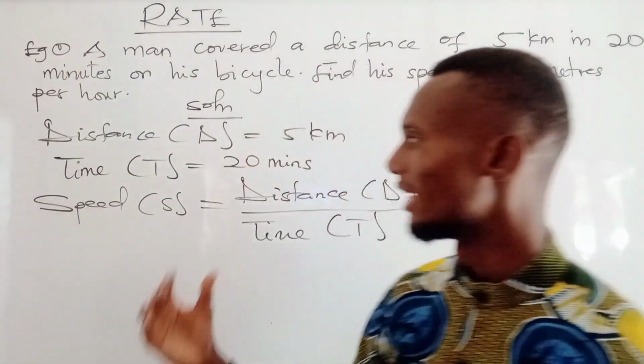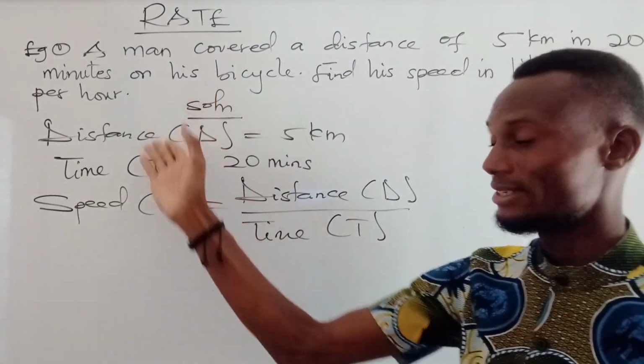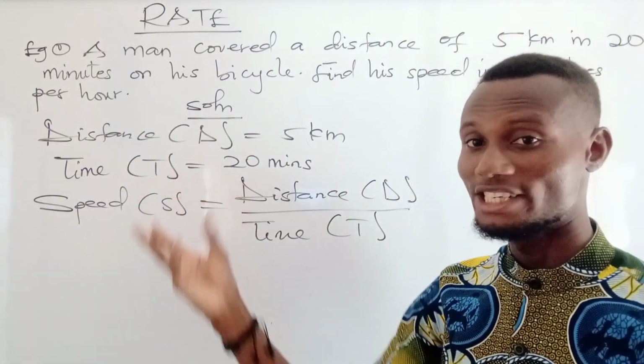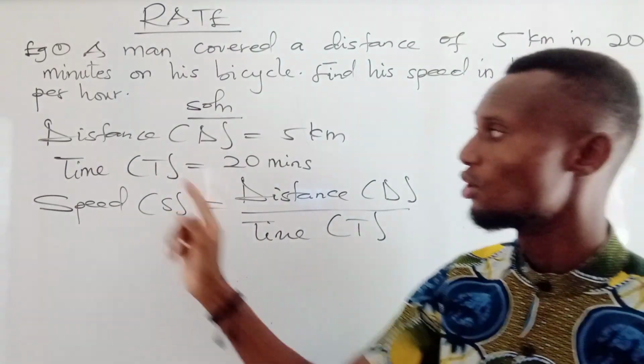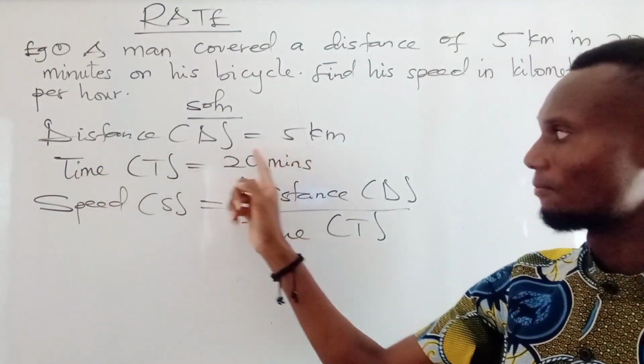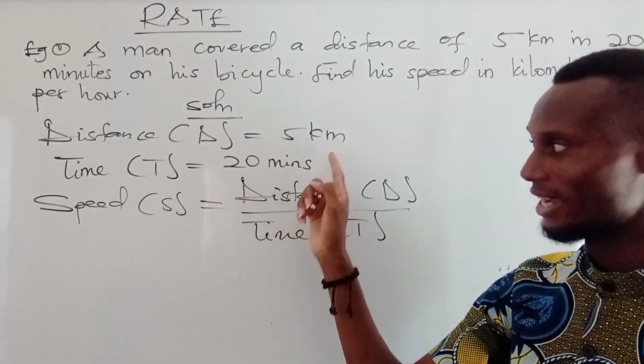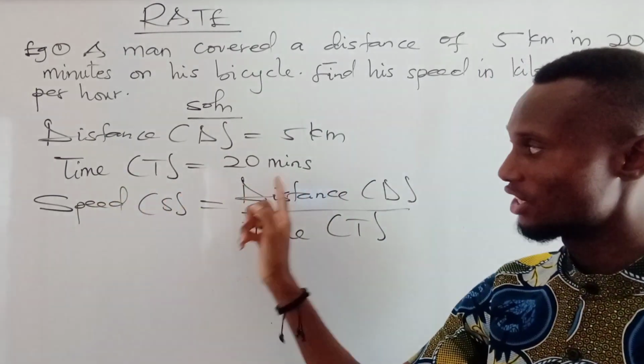Now let's check the information that you have been given from the question. You have been given the distance, which is 5 kilometers, and we have also been given time, which is 20 minutes.